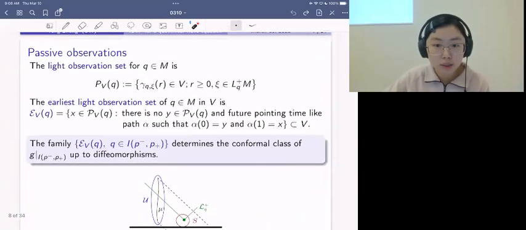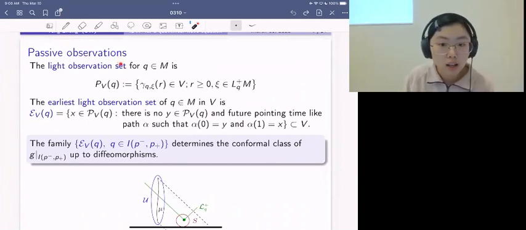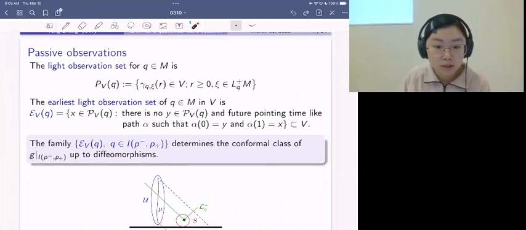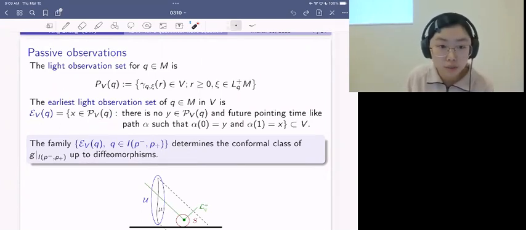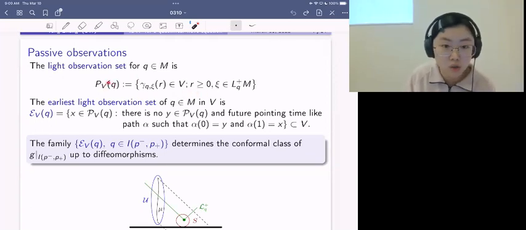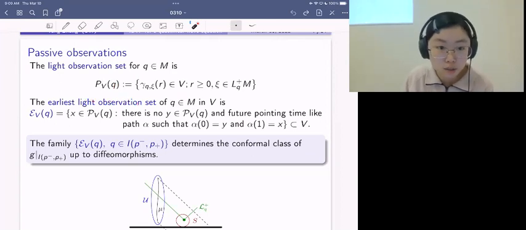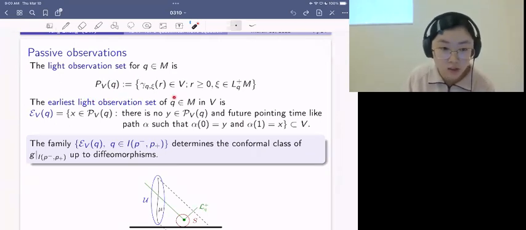So this theorem is based on the result for the so-called passive observations. Basically, it says that to recover the metric, one can recover the family of the earliest light observation sets. The light observation set for a point Q is the intersection of the light cone surface with the observation set. The earliest light observation set is just a subset of this light observation set.